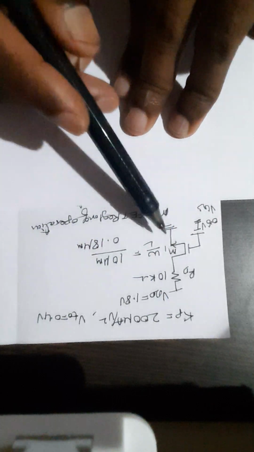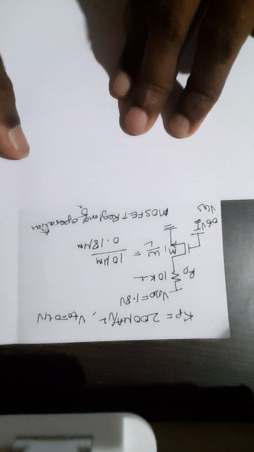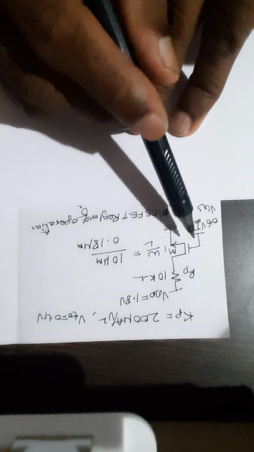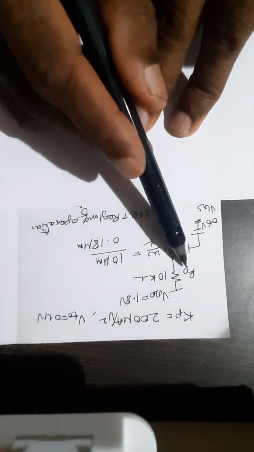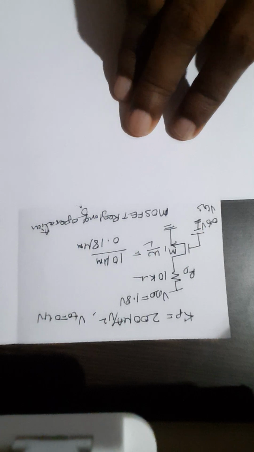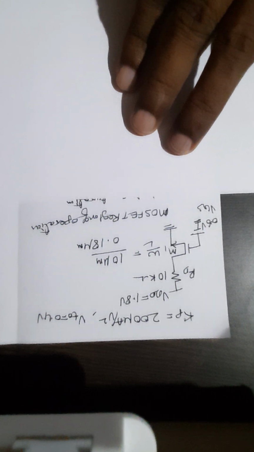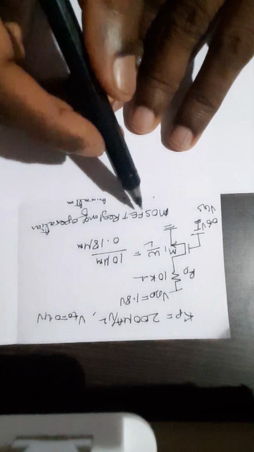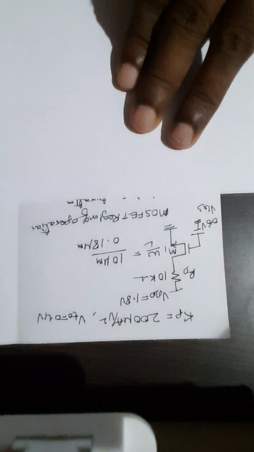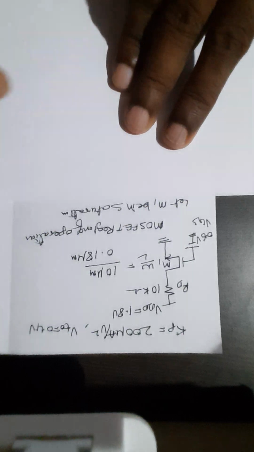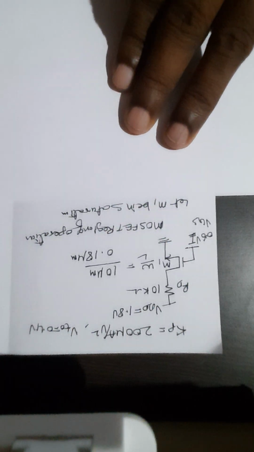This is the circuit diagram that is given, which has a VGS of 0.6 volts, and an RD of 10 kilo ohm connected to the drain. VDD is 1.8 volts. Since we are asked to find the region of operation, we can start by assuming let the MOSFET M1 be in saturation region.